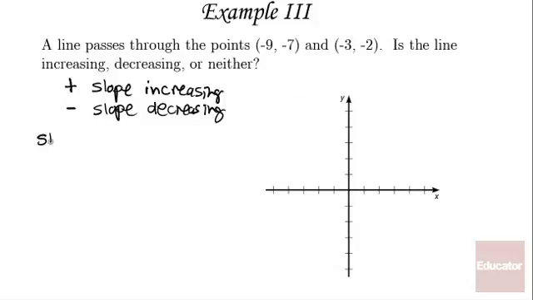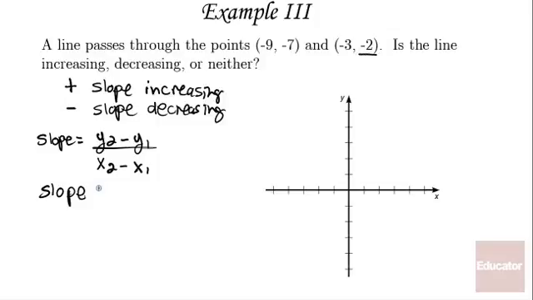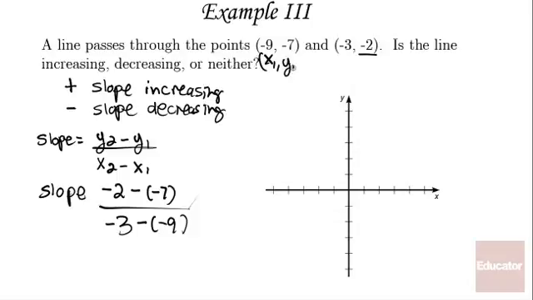So I need to figure out the slope, which equals y2 minus y1 over x2 minus x1. Therefore, the slope, here's my y2, is going to be equal to negative 2 minus y1, which is negative 7. X values, I have negative 3 minus negative 9. So again, this is x1, y1, and x2, y2, and I do them in the same order every time to avoid errors.